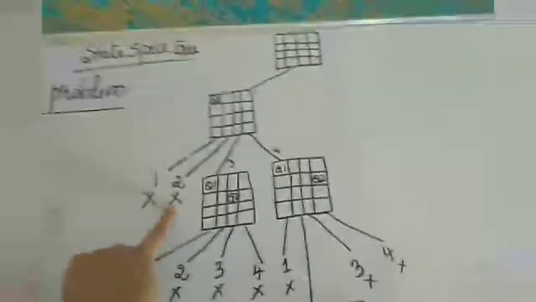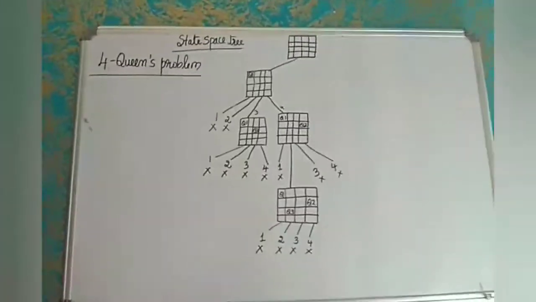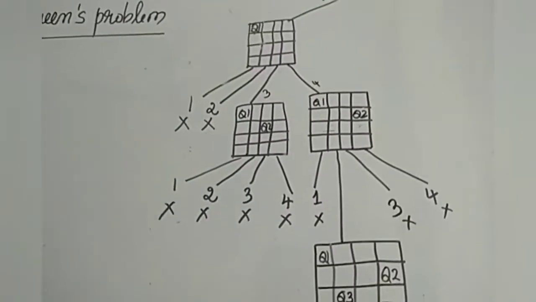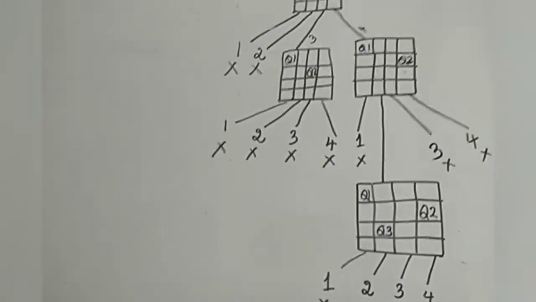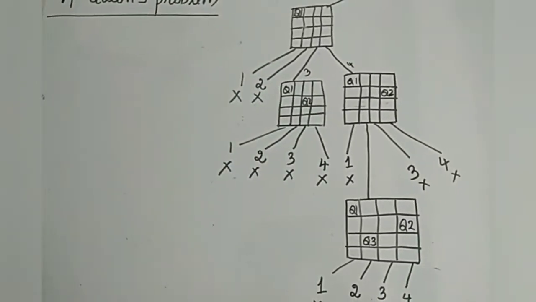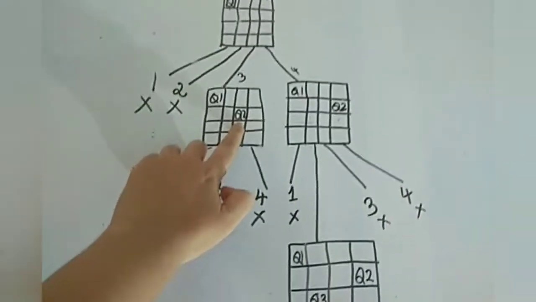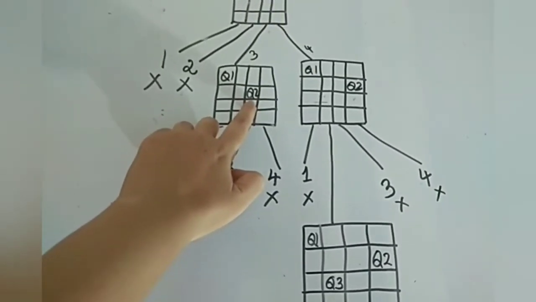Next, let us go for the third column. Look at the third column. In the second row, can we place Q2 in the third column? Yes, it is possible. You can place Q2 in the third column. So we have written Q2 here.